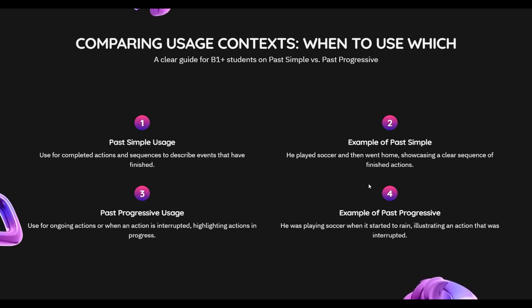The past progressive usage, we said, is for ongoing actions, or when an action is interrupted by another action in the past. An action was in progress and then another action came and cut it. He was playing soccer when it started to rain. That shows that the time he was playing soccer was interrupted by the start of rain.